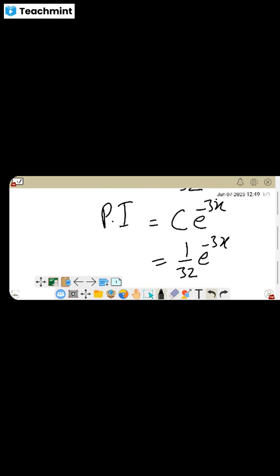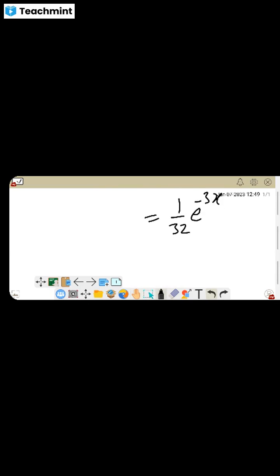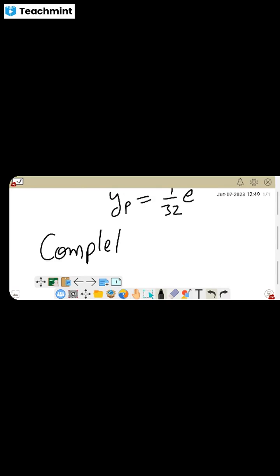Now the complete solution is, and this is yp also. Got this point? Yp we have discussed. Because it is the PI value, right?